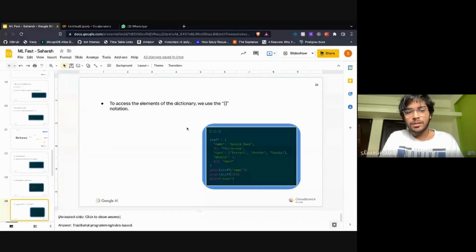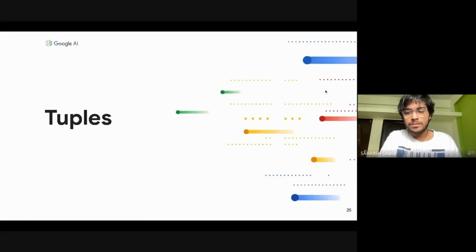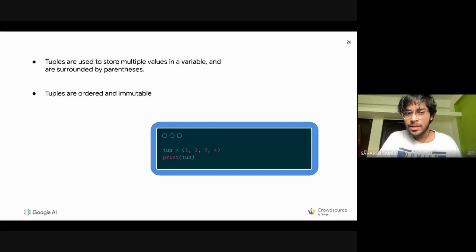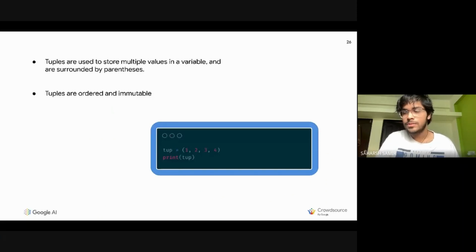So let's move on. The next topic is tuples. Tuples are another way to store multiple values together in a variable, and they are surrounded by parentheses. When I was learning about tuples, I was confused because I couldn't understand the difference between tuples and lists. They look the same. They are just stored in parentheses. But the key difference is that tuples are immutable. That means once your tuple is created, you cannot make any changes to it, unlike lists, which are mutable.